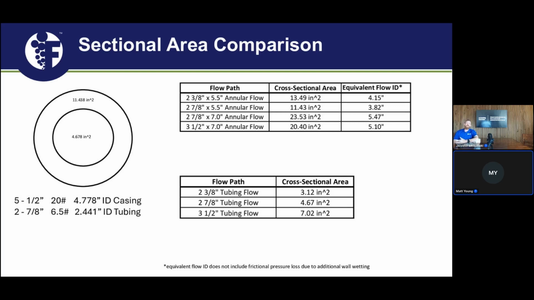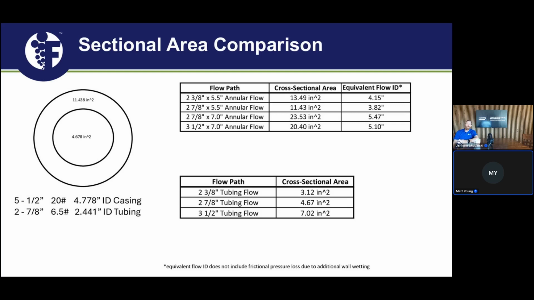Now, if you're one of the lucky few that have 7-inch casing or larger, then the world's the limit at that point in terms of your tubing size. You can run 3.5, 4.5, 5.5-inch production tubing, so you get a wide variety of flow path selection with 7-inch casing. But what I wanted to illustrate here is some of the different flow paths.